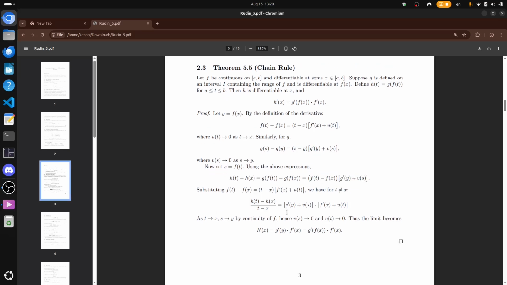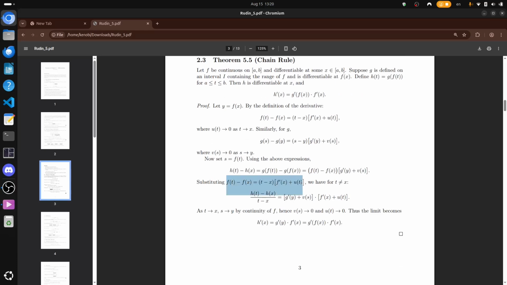And now we substitute: f(t) minus f(x) equals (t minus x) times f prime of x plus u(t). And we're going to get that, so just replace it over here. And you can just divide this on both sides to make it become like this, and you're going to get this over here.